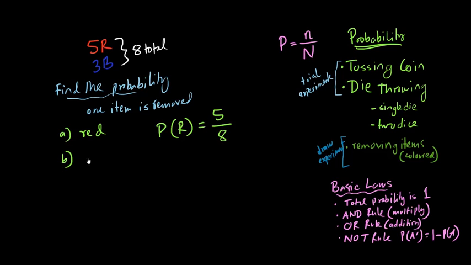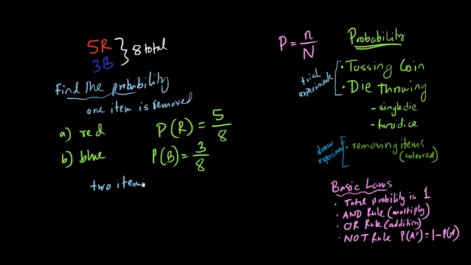So question number B: one item is removed. Find the probability it is blue. There are altogether 8 items and there are 3 blue, so 3 by 8. This is very, very simple. The question mainly that's going to be is 2 items are removed.